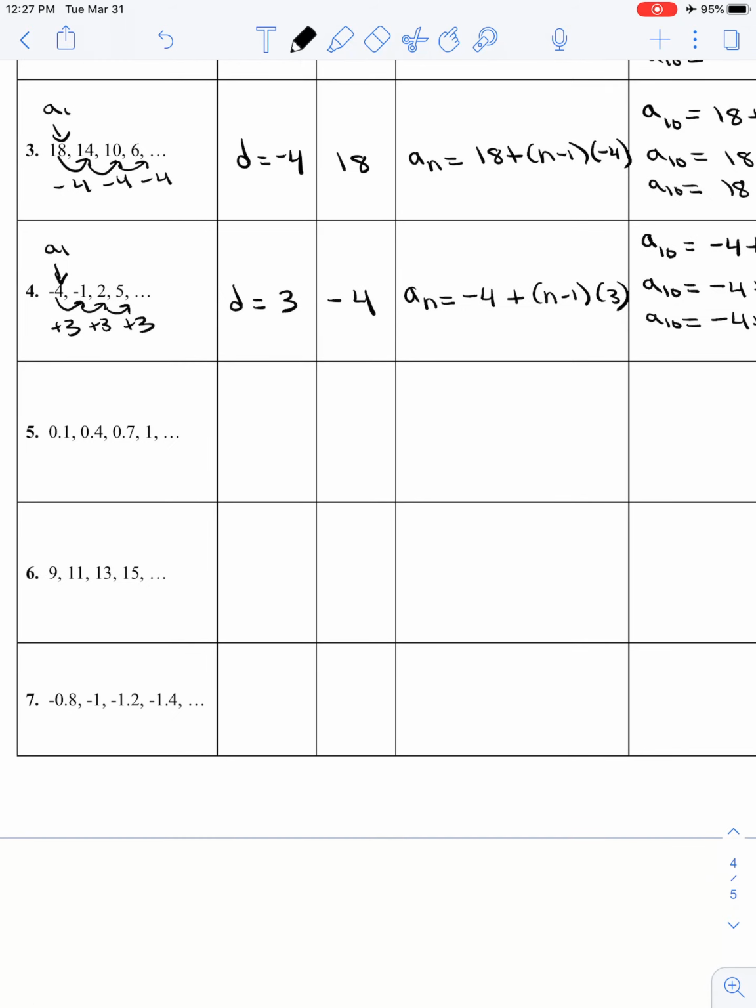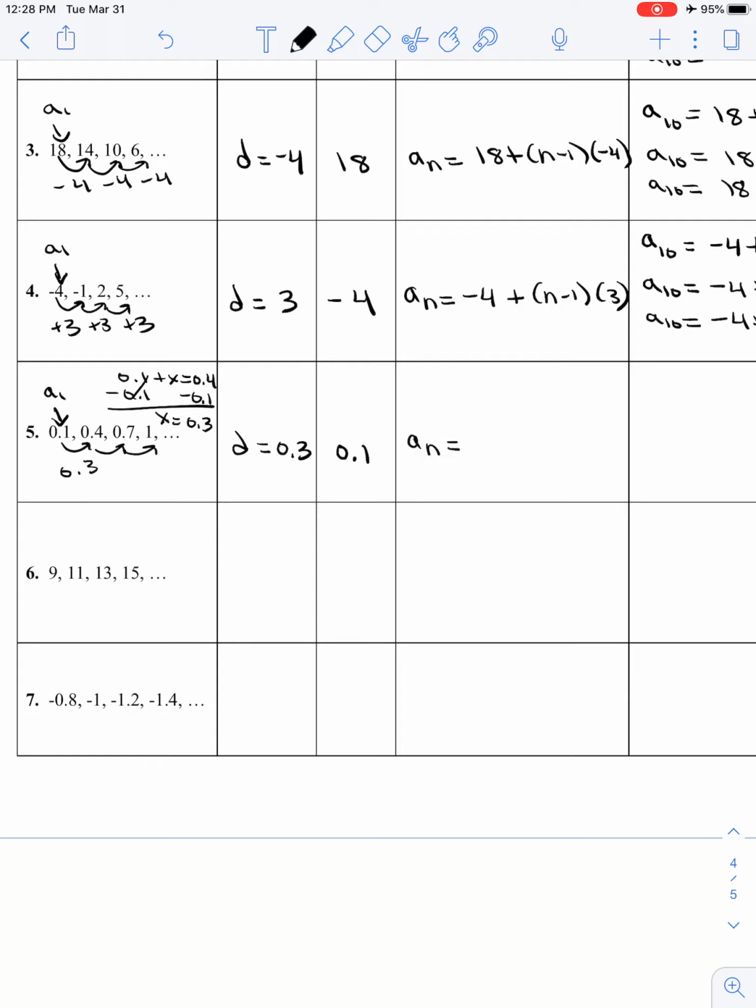Okay, let's take a look at number 5. So the common difference for number 5 should be 0.3. If you had trouble figuring that out, remember, you could always set up a little equation. 0.1 plus something equals 0.4. And if you solve that equation, you would get 0.3 or 3/10. So your common difference is 3/10. Your first term is 1/10 or 0.1.